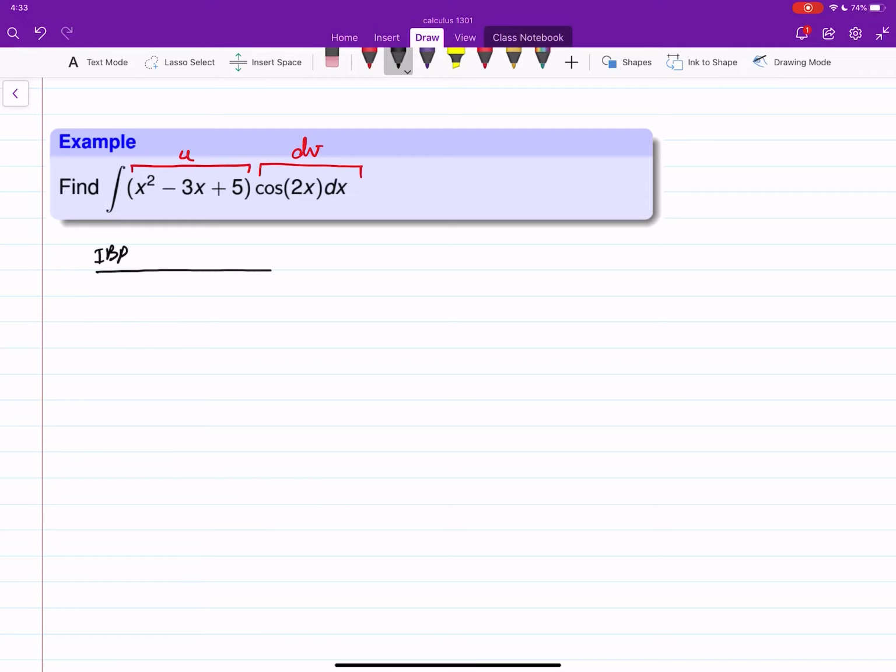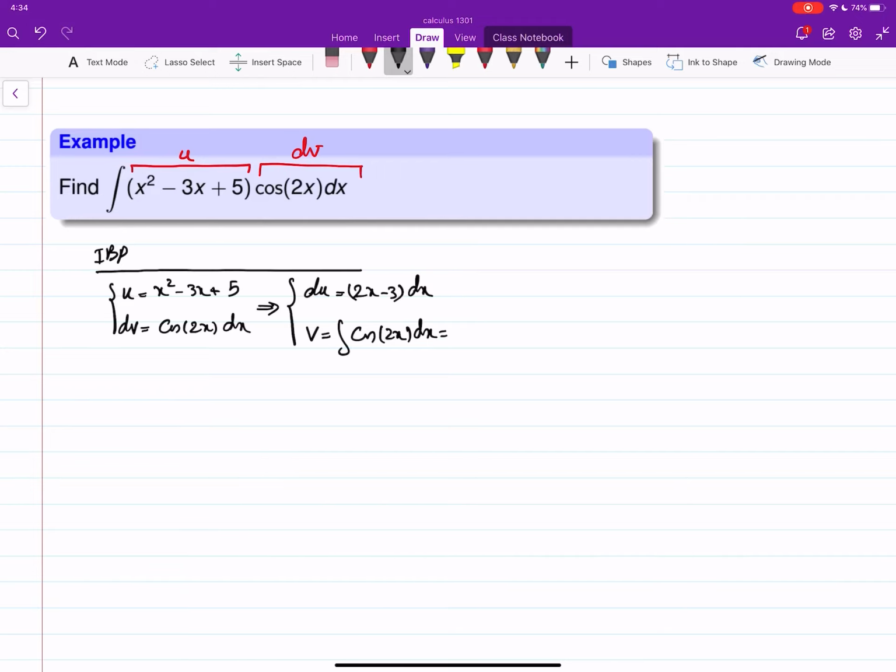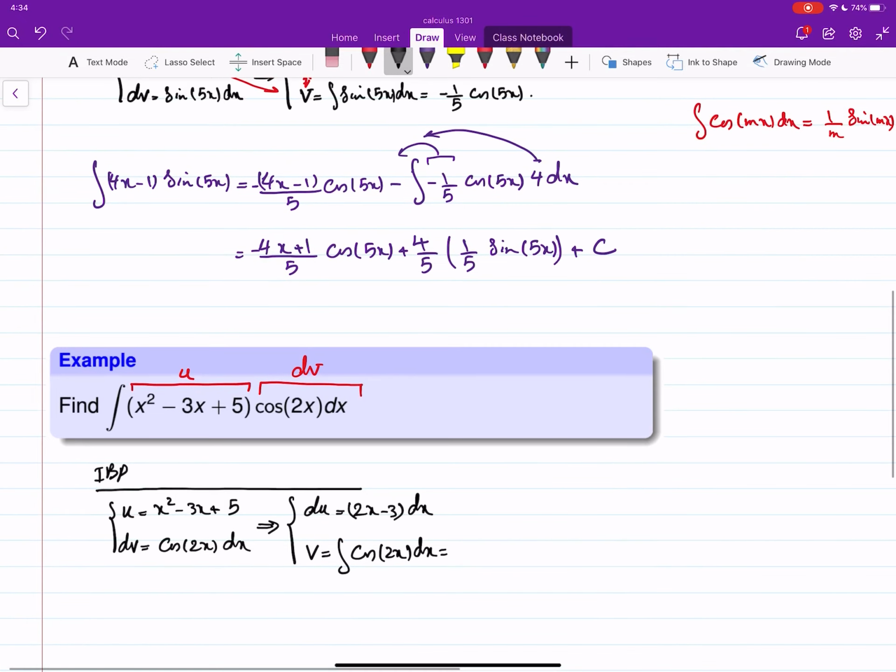IBP, integration by parts: u is x squared minus 3x plus 5, and dv is cosine of 2x dx. From that we can conclude that du is going to be 2x minus 3 times dx, the derivative of x squared minus 3x plus 5 times dx, and v is the integral of cosine 2x dx, which, by what we recall up there, is 1 over 2 sine of 2x.